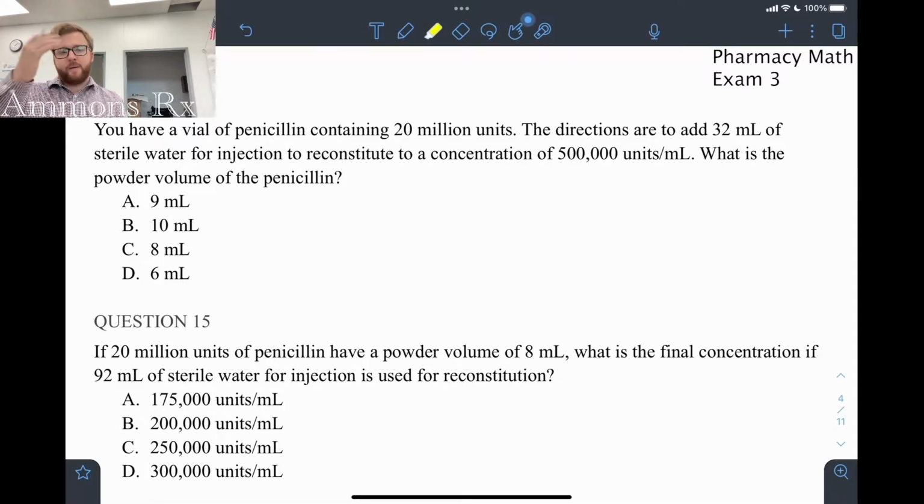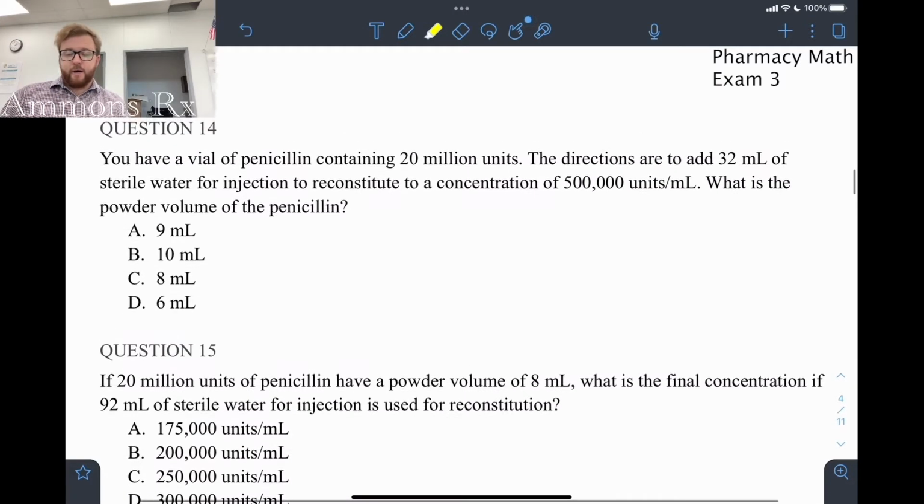Okay. Penicillin is one of those weird ones that is not measured in milligrams, it's measured in units. So instead of being confused, you could think of it as milligrams, it's just how it's measured. So we have 20 million units. The directions are to add 32 mils of sterile water to reconstitute it for 500,000 units per mil. What is the powder volume?